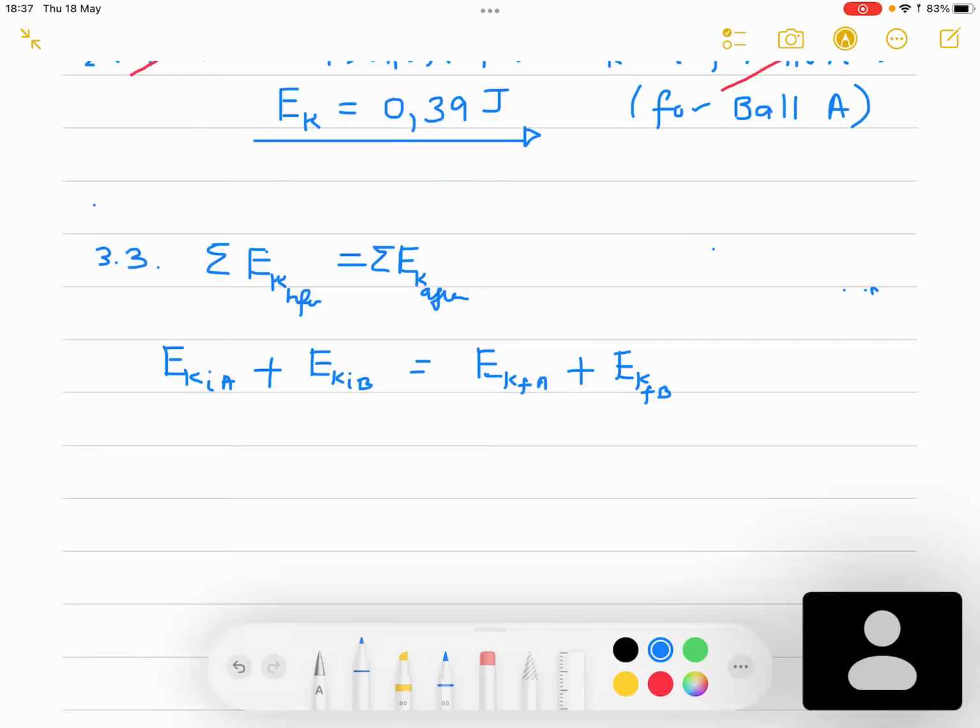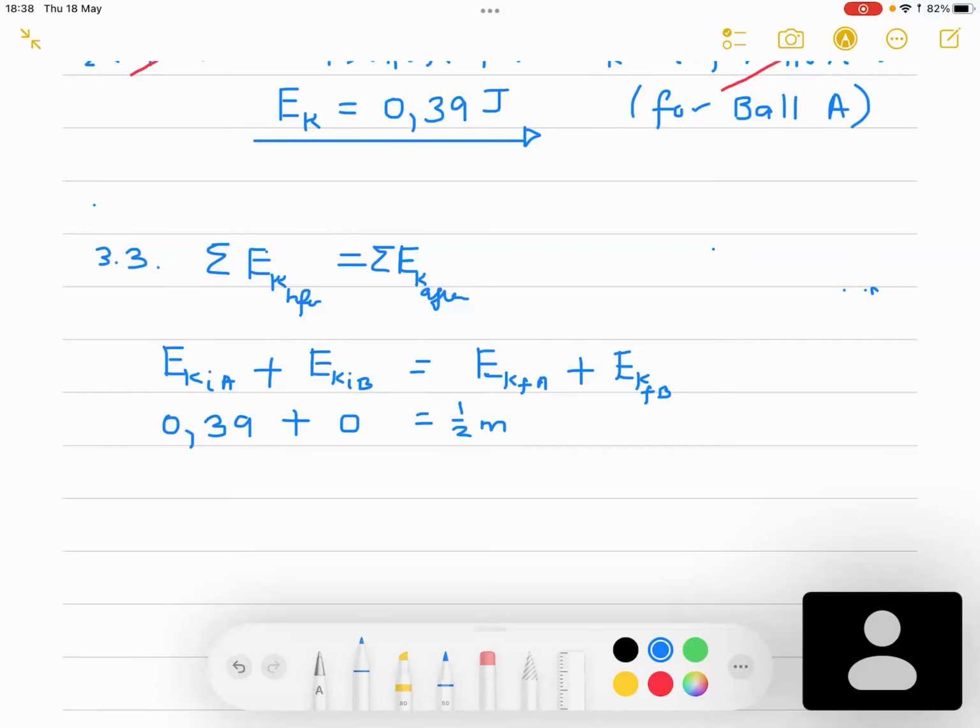So initial kinetic energy of A, that is what we've just calculated now, 0.39. Okay, so I can just substitute your 0.39 joules. What is the initial kinetic energy of B? B is stationary, so v is 0, so a half mv squared is just 0. And that is equal to, what is the final kinetic energy? So that's what we're going to try to find, the speed. So the final is going to be a half m.